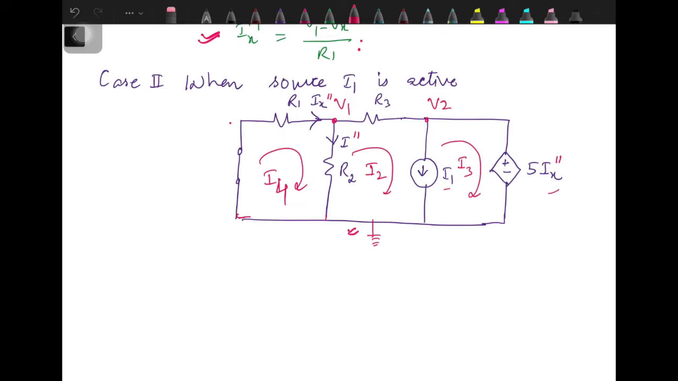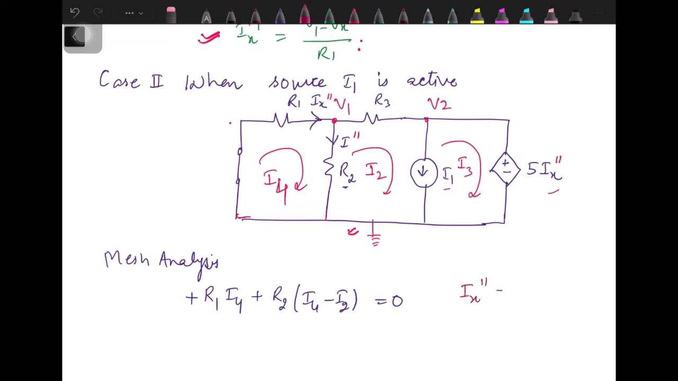I can write for both the cases. If I go with mesh analysis, then from the first mesh I have R1 into I4 plus the drop across R2, that will be the current through R2 into R2. Now the current through R2 in the direction of I4 is I4 minus I2, equal to 0. Additionally, what we get from here is that Ix double dash is the same as I4.